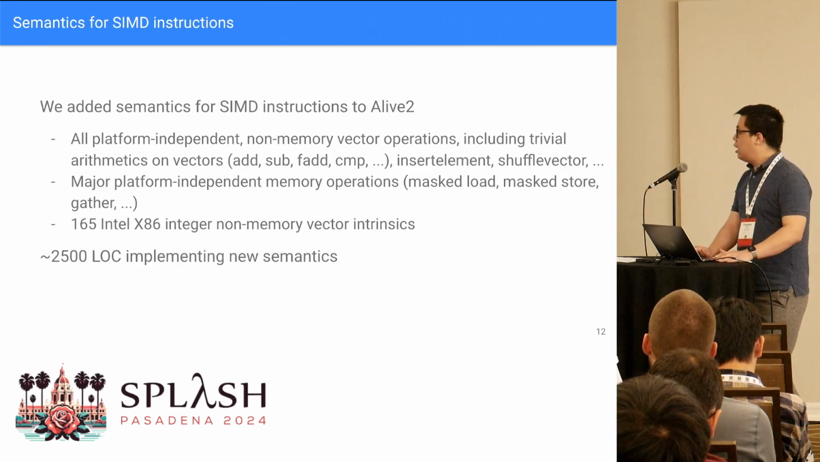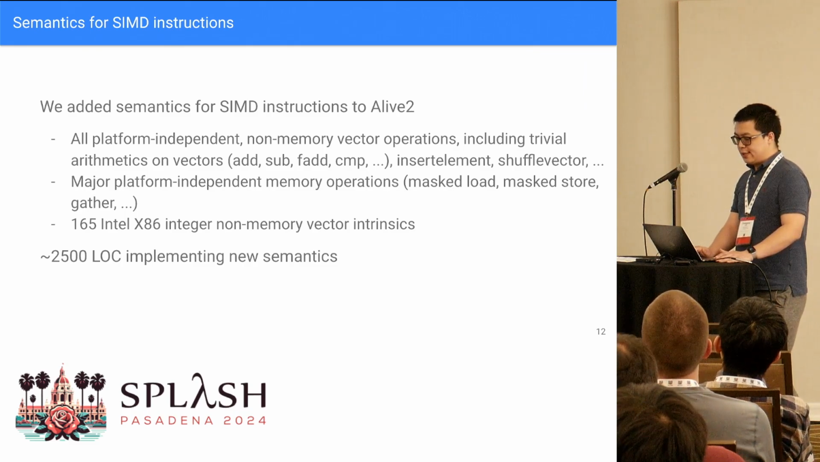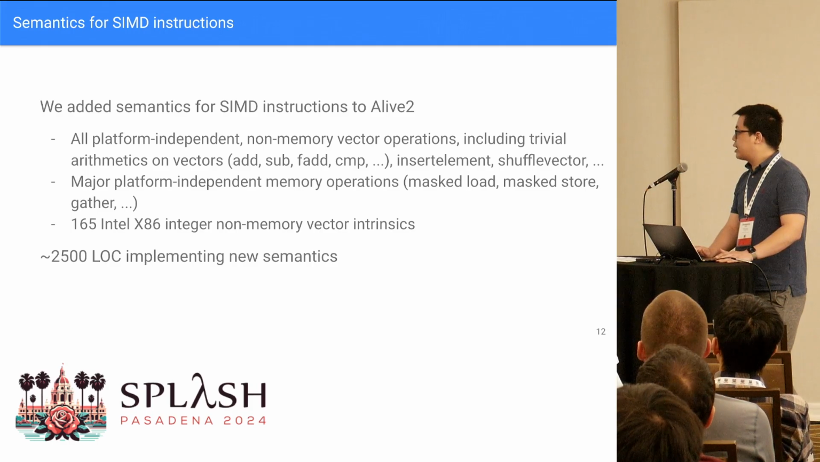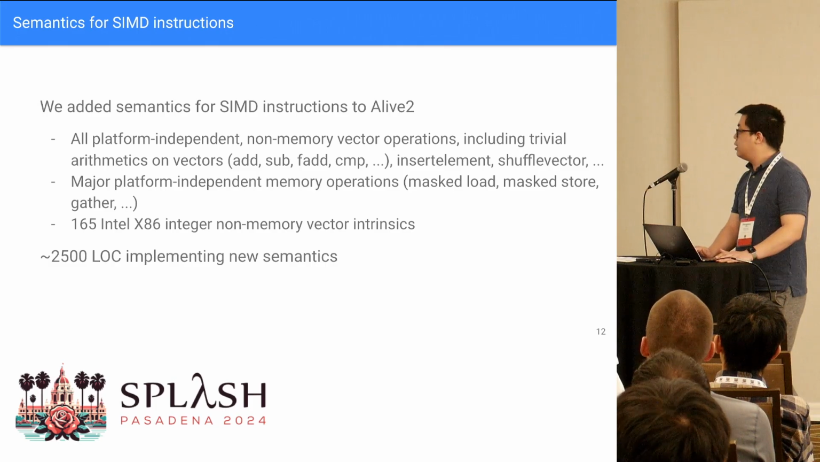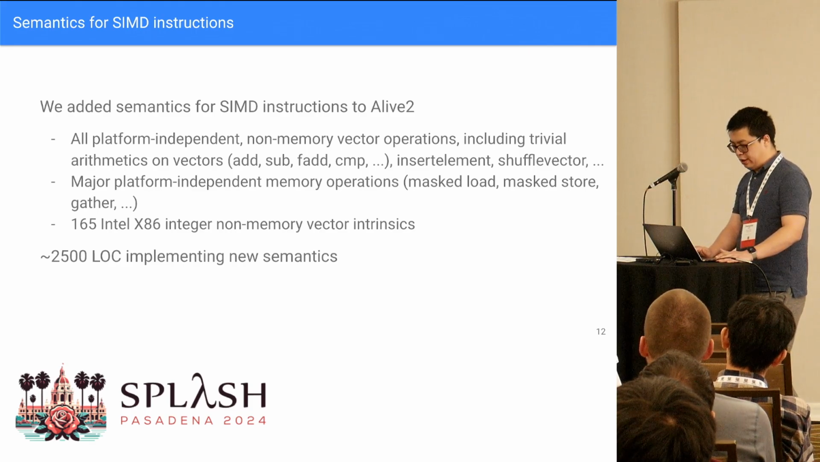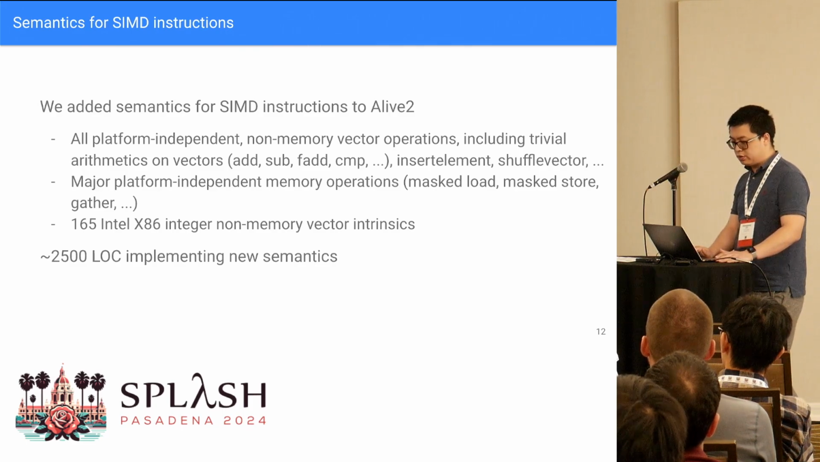Moreover, I have also hand-coded the semantics of 165 x86 integer non-memory vector intrinsics. Those semantics are highly reusable, and it only costs about 2,500 lines of code to implement all of them.